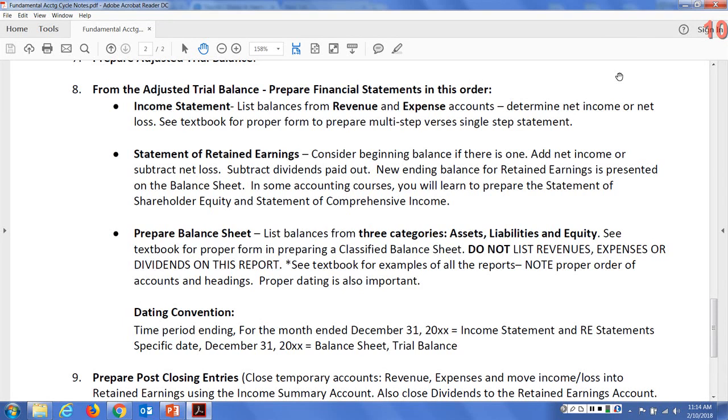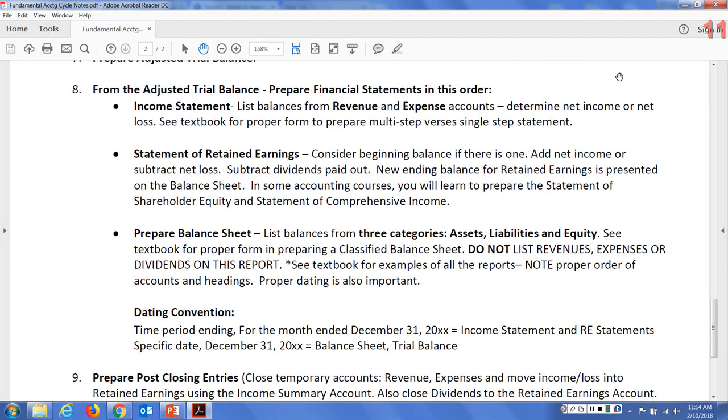After that, you will prepare a statement of retained earnings. In some of your more advanced courses, you'll begin to talk about one that's called Statement of Shareholder Equity and Statement of Comprehensive Income. But we're talking about the basic now, which is your Statement of Retained Earnings. To calculate this statement, you'll consider, is there a beginning balance? If it's a brand new company, the beginning balance would be 0. Also notice that the end balance from the prior period, say December 31st of the prior year, becomes your new beginning balance on January 1st of the current year.